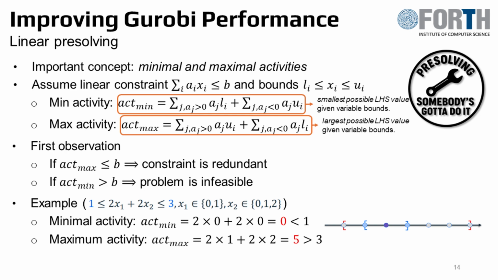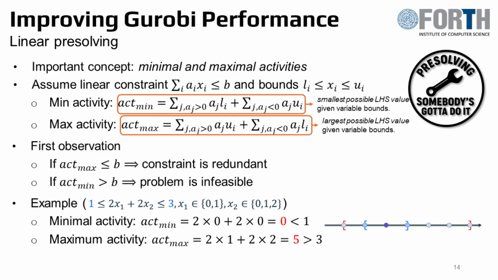Similarly, the maximal activity is the largest possible value of the left-hand side. For positive coefficients, we take upper bounds, and for negative coefficients, we take lower bounds. These two quantities immediately allow structural conclusions. If the maximal activity is less than or equal to b, then the constraint can never be violated. It is redundant and may be removed. If the minimal activity is greater than b, then the constraint cannot be satisfied under the given bounds. The model is infeasible.